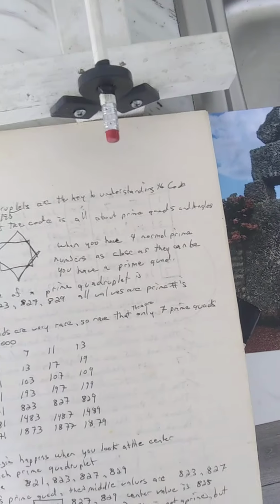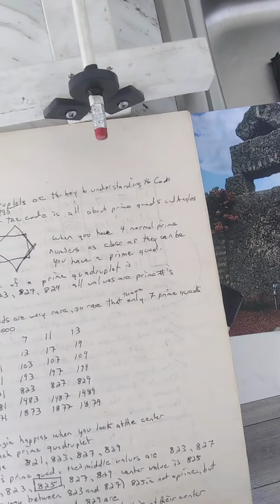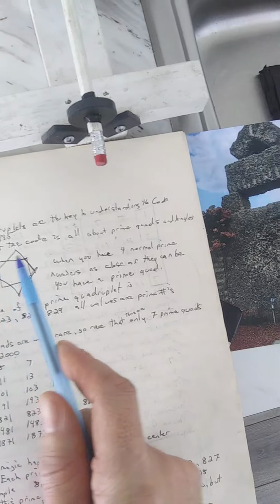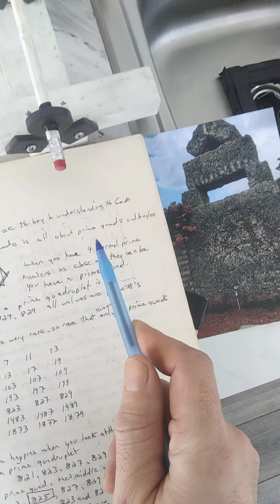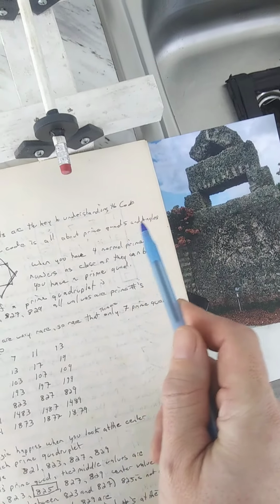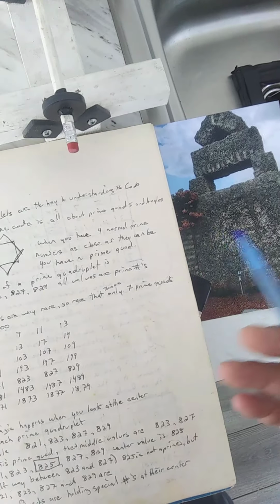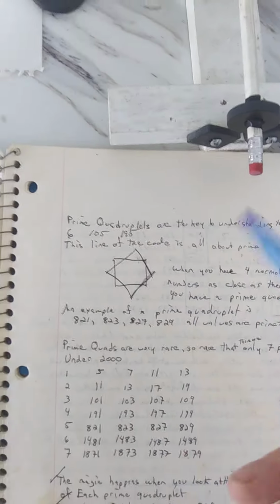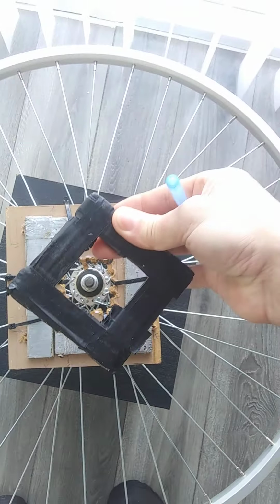It says prime quadruplets are the key to understanding the Coral Castle code. The 6, the 105, and the 195. This line of code is all about the prime quads and the angles. It's taking this pattern and doing this. It's exactly the same thing as what my wheels do.